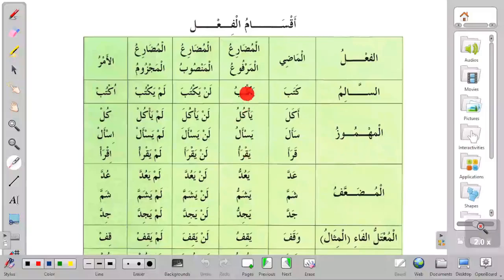Then we look at the mudari when it is marfu: yaqulu, yas'alu, yakra'u. When it is mansub: lan yaqula, lan yas'ala, lan yakra'a. When it is majzum: lam yaqul, lam yas'al, lam yakra. It's not anything difficult. We have seen all of this, but we are just doing a summary of all those verbs from lesson number 26 to this particular lesson, the last 4 lessons.